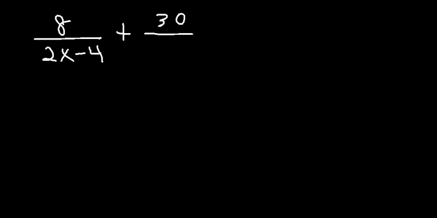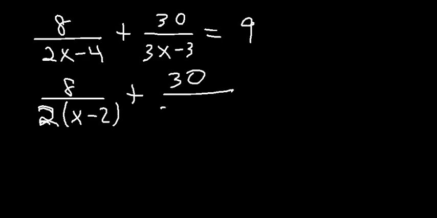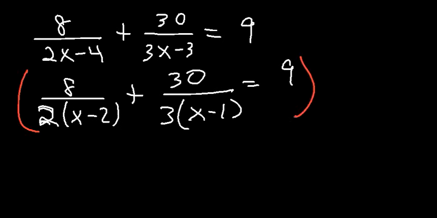Let's try this problem. 8 divided by 2x minus 4 plus 30 divided by 3x minus 3, and that's equal to 9. So let's factor out a 2 in the bottom. If we take out a 2, it's going to be x minus 2. And if we factor out a 3, it's going to be x minus 1. So we need to multiply both sides by a 2, a 3, x minus 2, and an x minus 1.